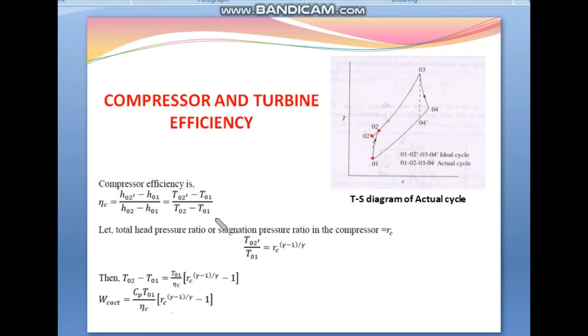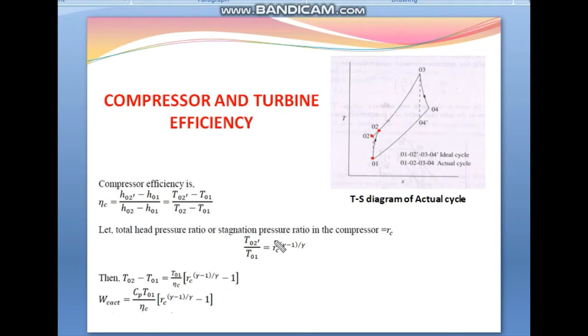Because of the total pressure ratio or stagnation pressure ratio of the compressor, we are assuming it as RC. So T2 dash by T1 is equal to RC to the power gamma minus 1 by gamma, because this 1 to 2 dash line is a straight line, and this straight line is the isentropic work done. So we are calculating the pressure ratio for this work.